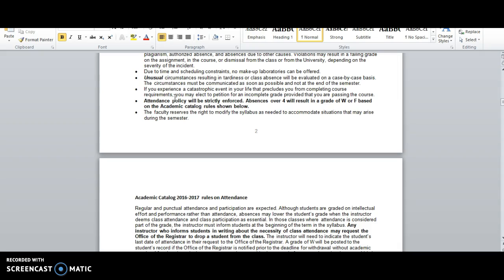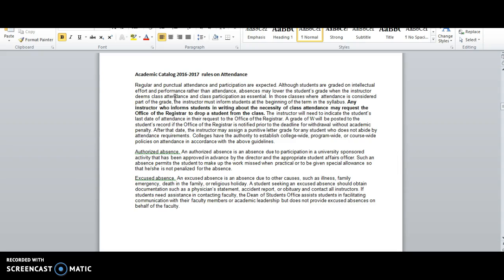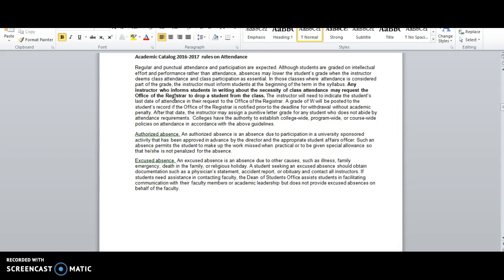Attendance. Attendance policy will be strictly enforced. Absences over 4 will result in a grade of W. If I cannot give you the W because the withdrawal date has passed, then I will give you an F for missing more than 4 days. If you have a valid excuse for missing a day, read through this portion on the Academic Catalog 2017 rules and make sure you get that appropriate excuse to me.